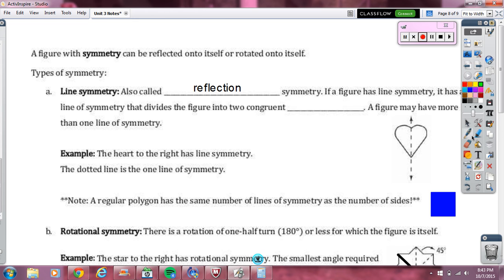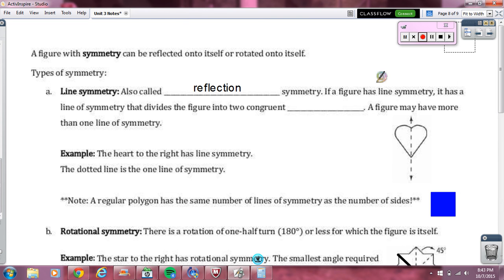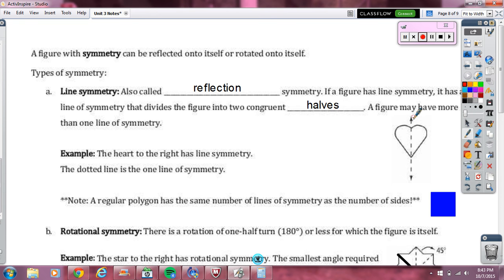So if something has a line of symmetry, then that just means that it has a line that could divide the figure into two congruent halves. And you can have more than one line of symmetry. So like if we look at our first example, we've got this cute little heart right here, and we're drawing a line that cuts it exactly in half. So like you could fold it along the line and both sides would match up.